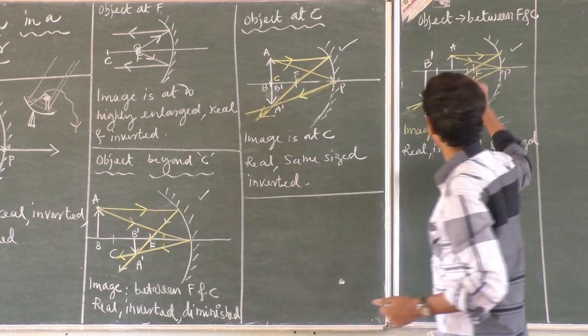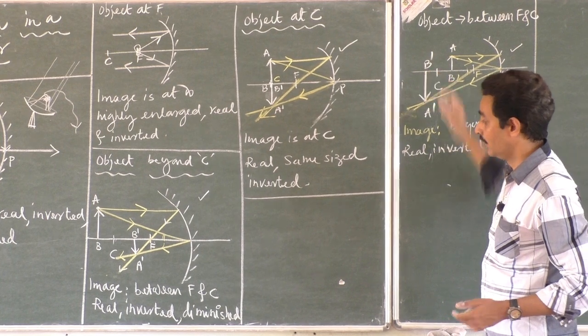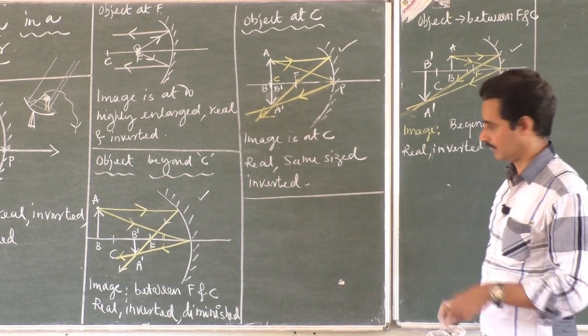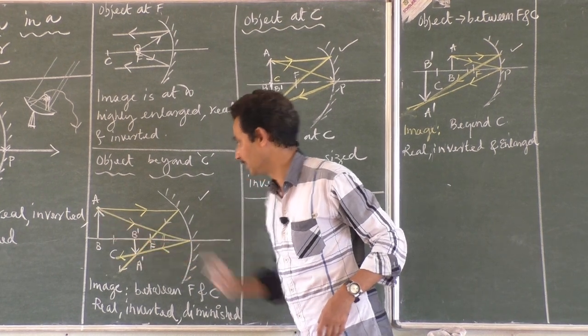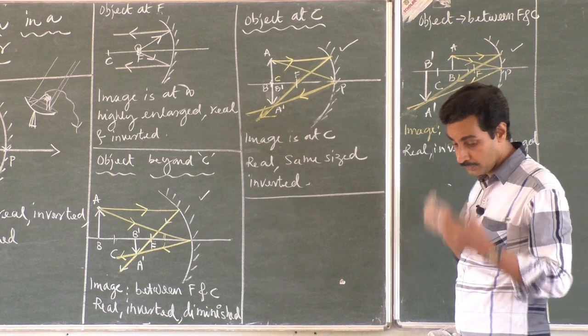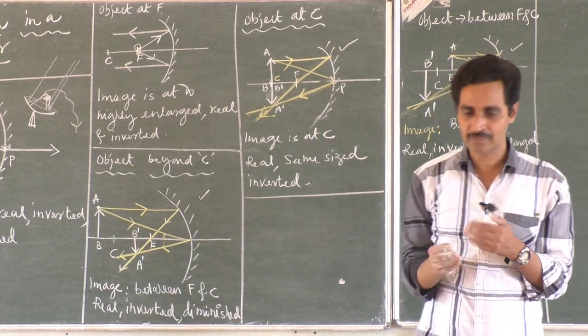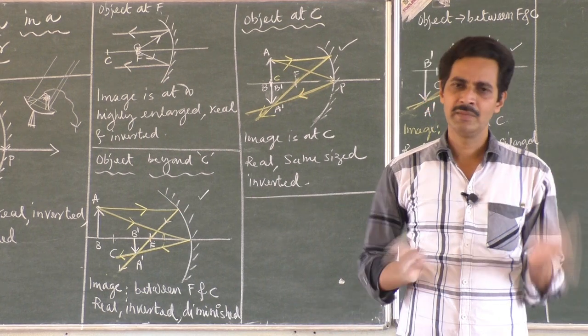Here between F and C, the object is smaller, the image is larger. Whatever is beyond C is larger. Here beyond C is the object, larger than the image. Here beyond C is the image, which is larger. So you must always remember this concept: whatever is beyond C is enlarged, whether it is image or object.